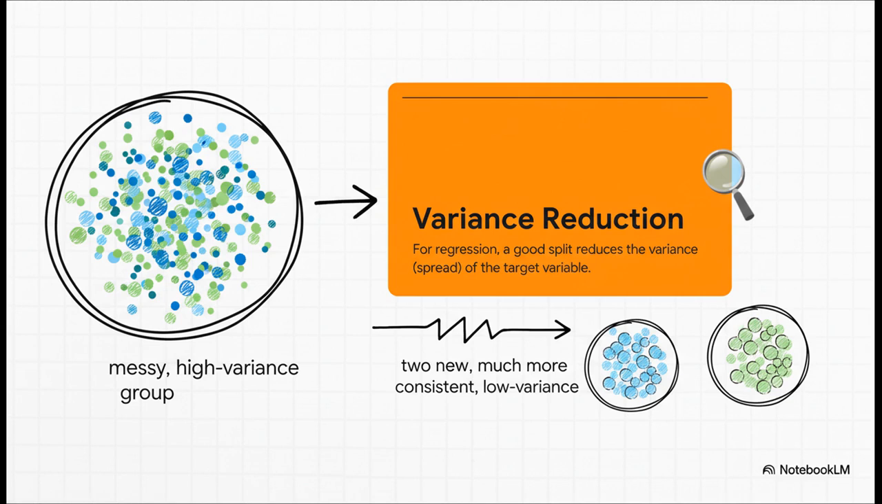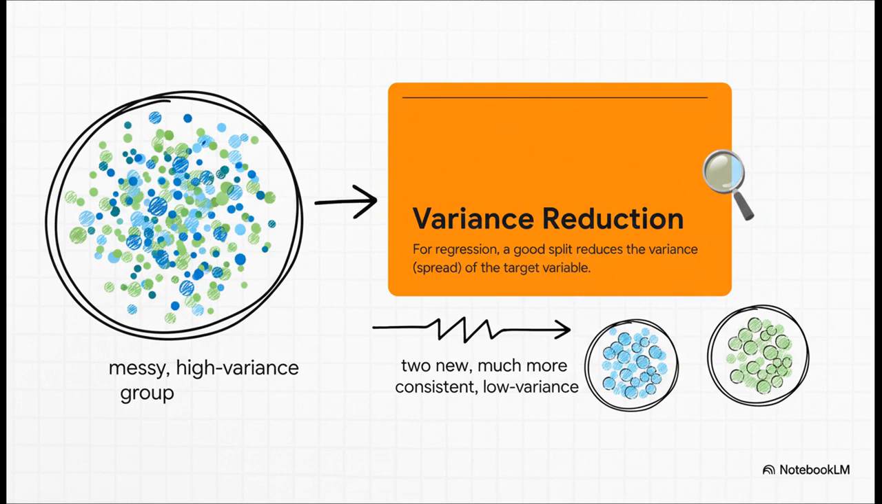So for the trees that are predicting numbers, our regression trees, the magic ingredient is something called variance reduction. Now, variance is just a fancy way of saying how spread out or messy a bunch of numbers are. A fantastic split is one that takes a really messy, high-variance group and divides it into two new groups that are way more consistent, way more predictable, you could even say boring.